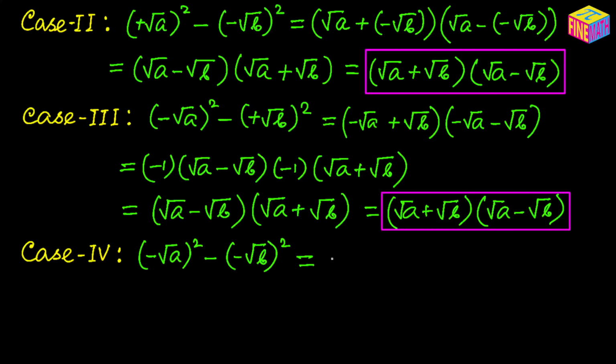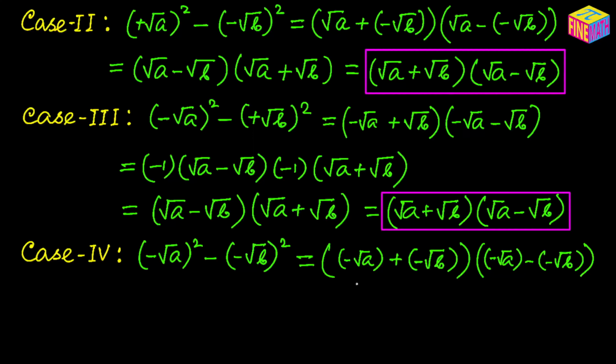So let's factor them. Can we write it like this? Think about it. All I have done is simply written it in the form of a plus b times a minus b. Now we are going to remove the inner parenthesis and see what happens. So the first factor can be written as negative square root of a minus square root of b, and the second one can be written as negative square root of a plus square root of b, because there are two minus signs there, so that will become positive.